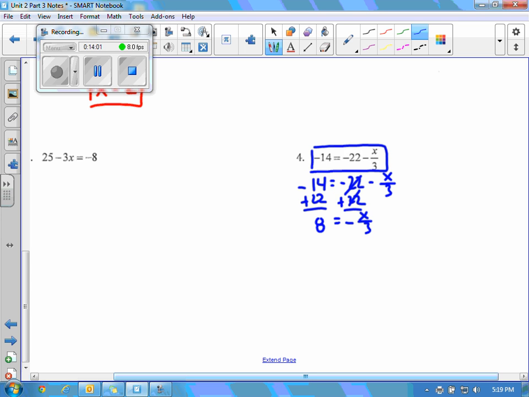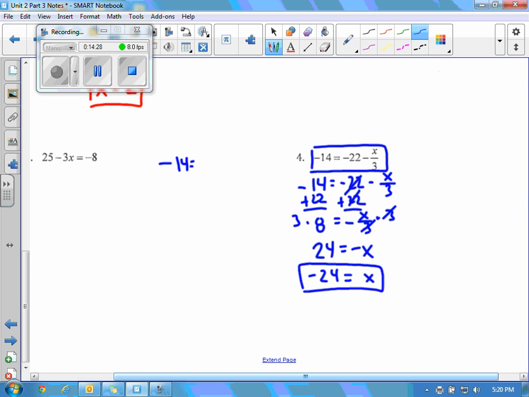Now, x over 3 is division, x divided by 3. So I want to multiply both sides by 3, because that's going to get rid of the 3s there. 3 times 8 is 24, and then I'm left with -x. But remember, I said we don't want to solve for a negative variable, we want the positive. So if I want positive x, that means 24 is going to be -24. Now I can plug in to check my solution.